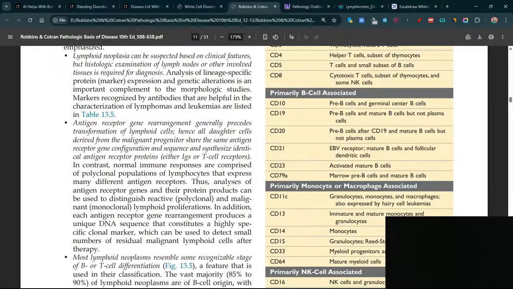In addition, each antigen receptor gene rearrangement produces a unique DNA sequence that constitutes a highly specific clonal marker, which can be used to detect small numbers of residual malignant lymphoid cells after therapy.